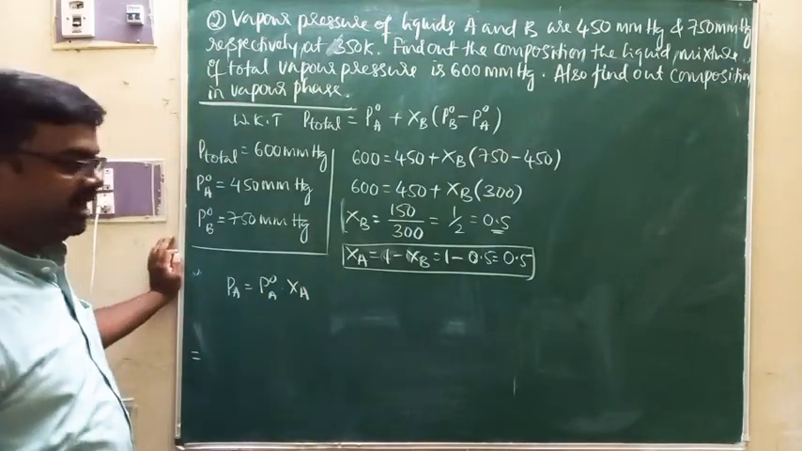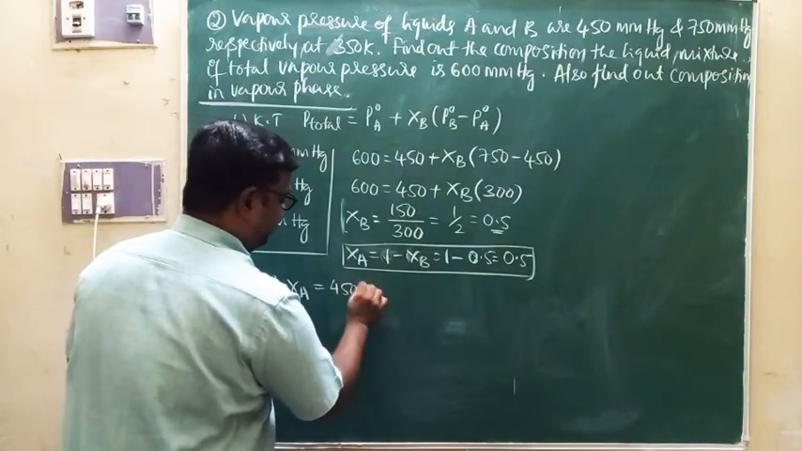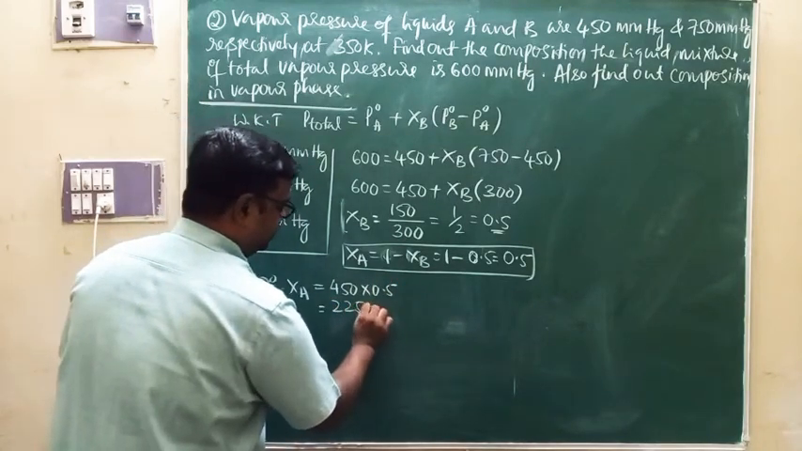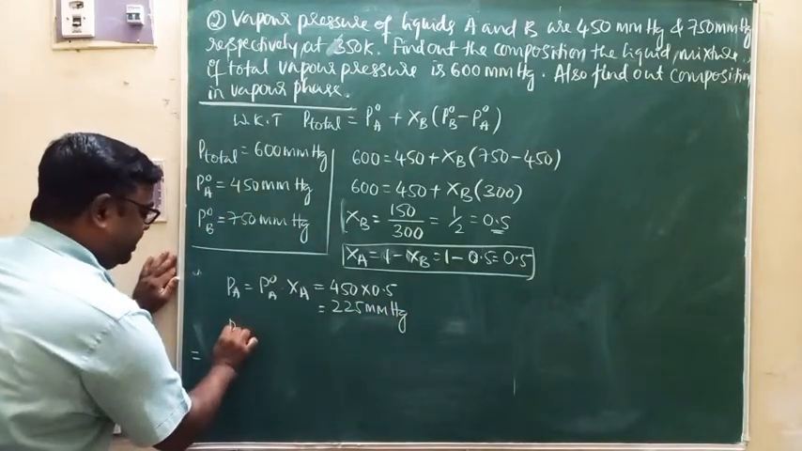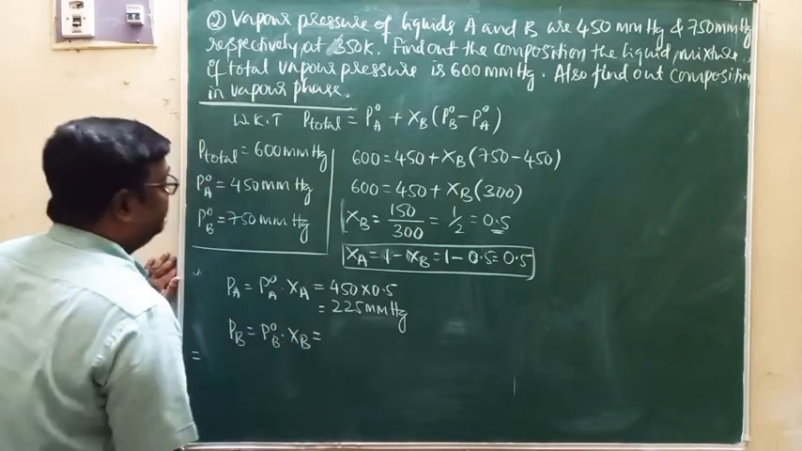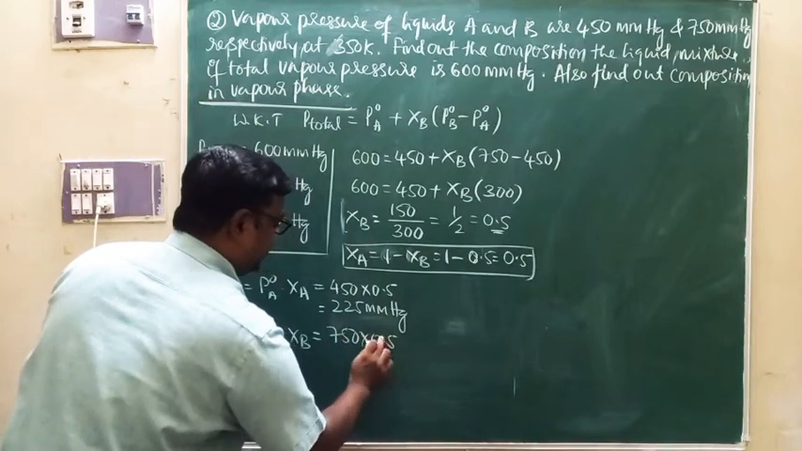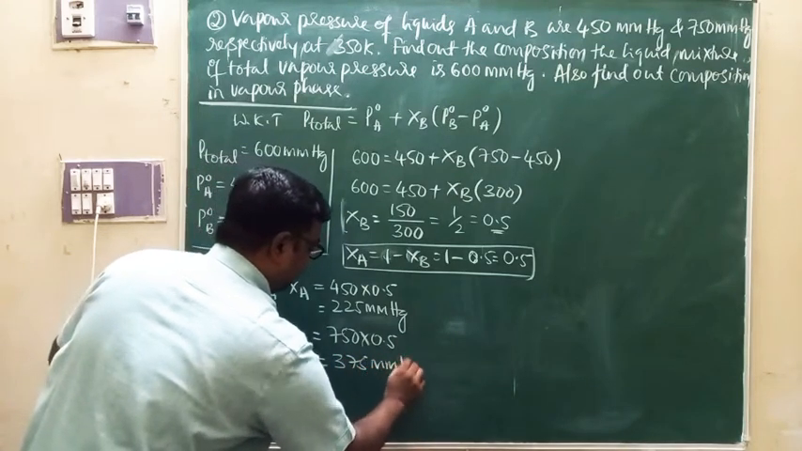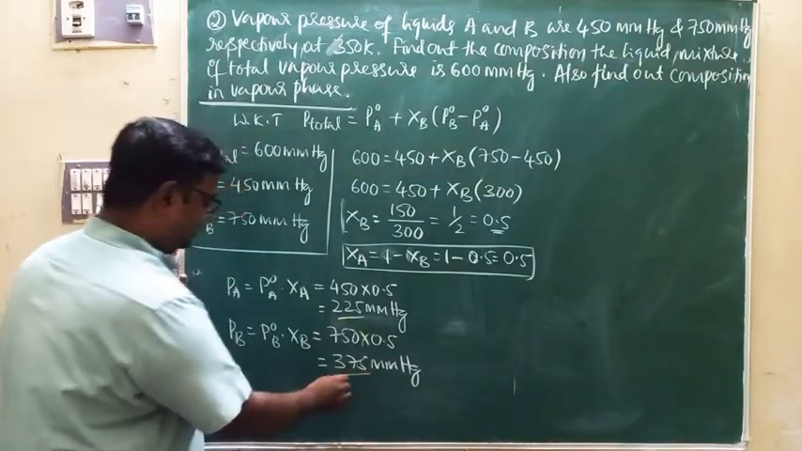PA is equal to P naught A into XA. P naught A is 450, into 0.5, and it comes out to be 225 millimeters of mercury. What about PB? That is equal to P naught B into XB, according to Raoult's law. P naught B is 750, into 0.5, and it comes out to be 375 millimeters of mercury. Now you have PA and PB.